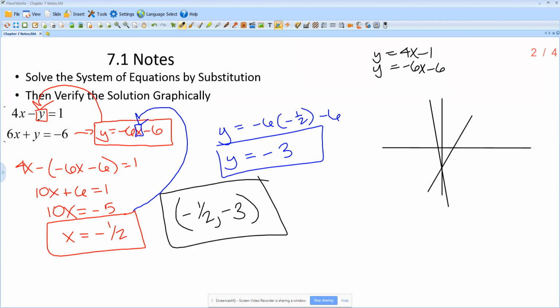And I'm going to move that line a little bit because it's not super great. And if I were to calculate the point of intersection right here, that point would be negative 1/2, negative 3. And remember that the graphing calculator has a feature that allows you to find the intersection point. If I remember correctly, it's second trace and then 5 for intersection.